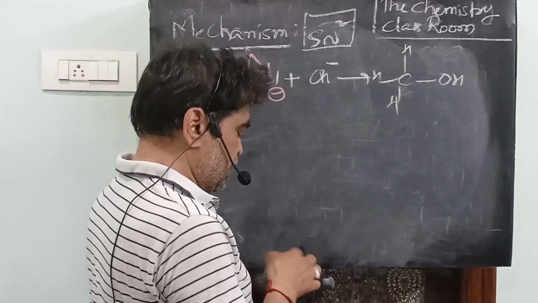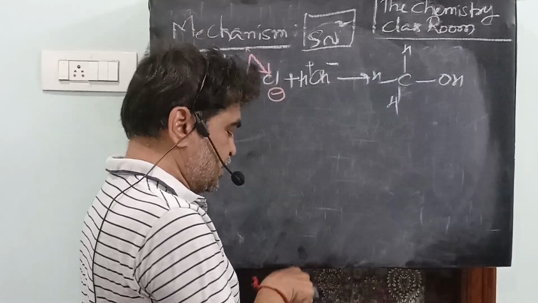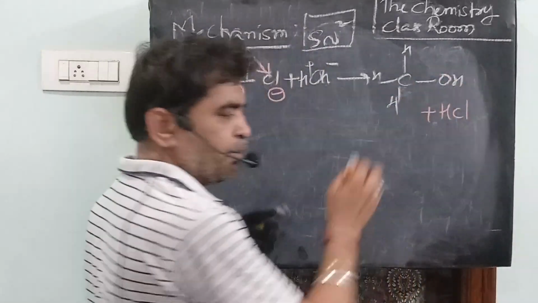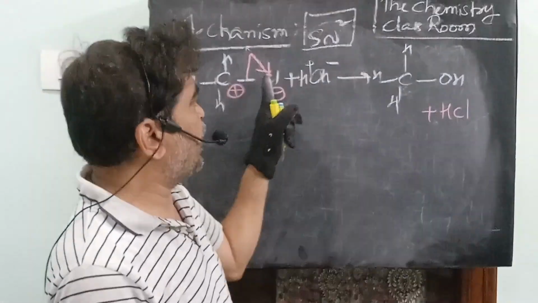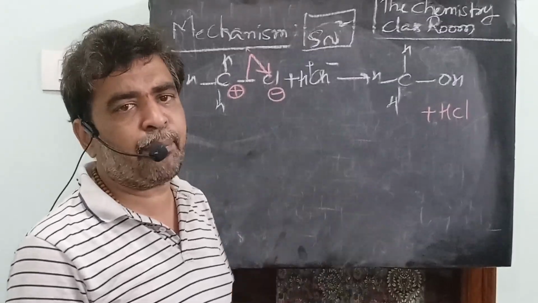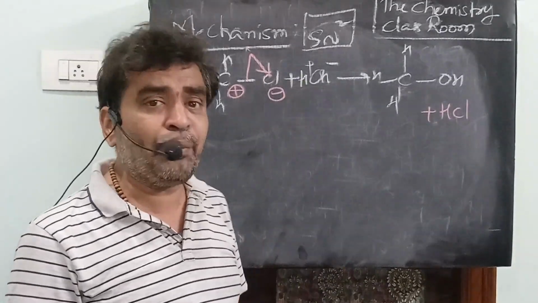The hydrogen in the water gives H plus ions. The H plus ions with Cl minus ion, what is eliminated? HCl is eliminated. In this reaction, Cl minus is eliminated and OH minus is substituted. So it is an example of nucleophilic substitution reactions. So it is SN2 mechanism.